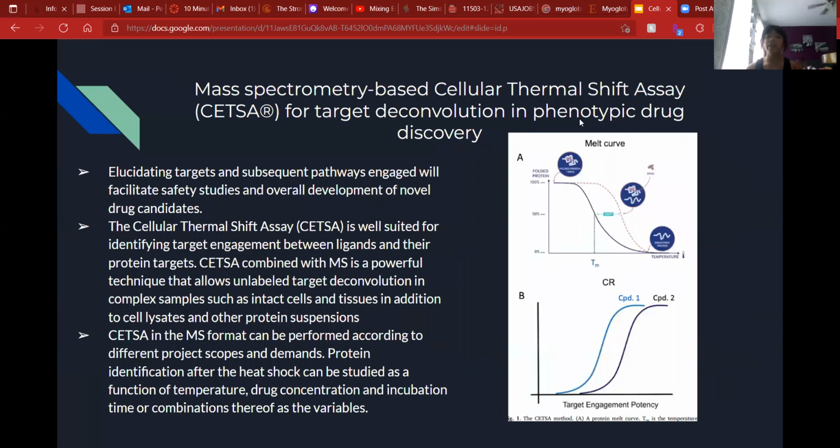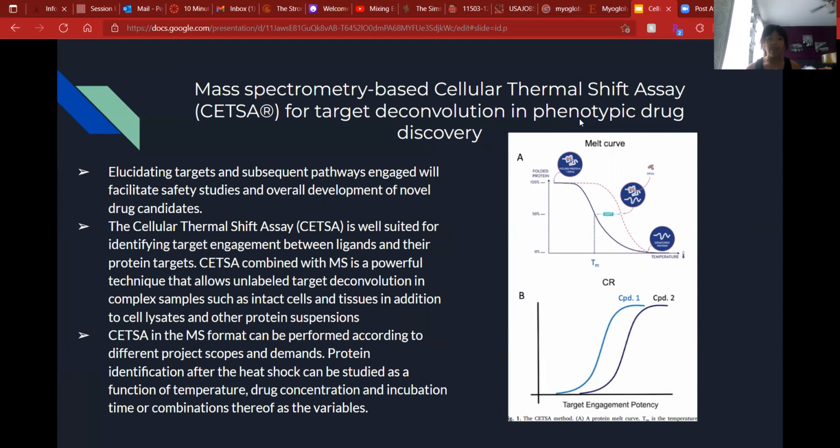All right, so the next thing we're talking about is mass spectrometry-based cellular thermal shift assay for target deconvolution and phenotypic drug discovery. So what this paper is doing is comparing the standard CETSA method to the newer method that we discussed in the previous paper, but instead of using immunofluorescence, like they did in the last paper, they are actually using mass spectroscopy.